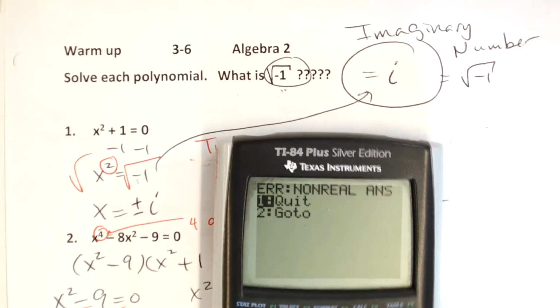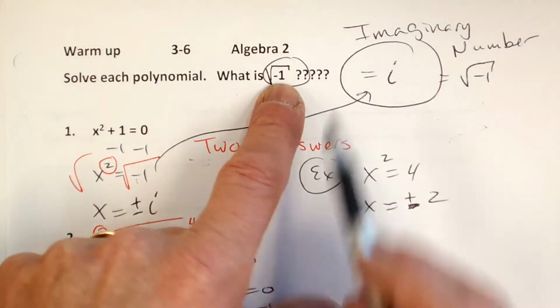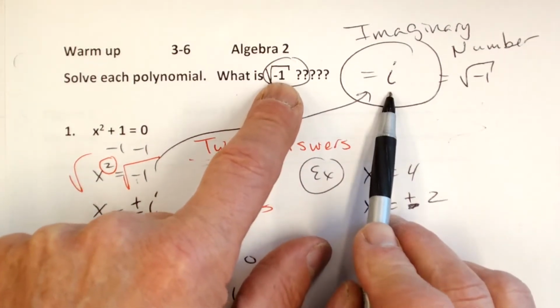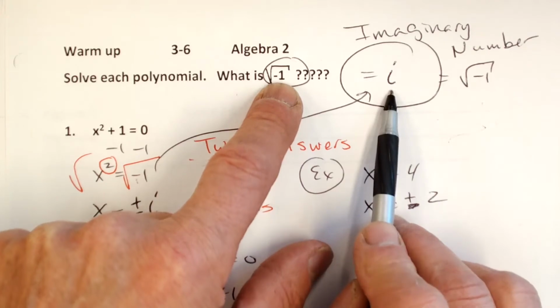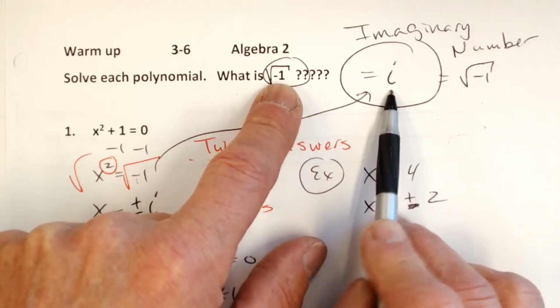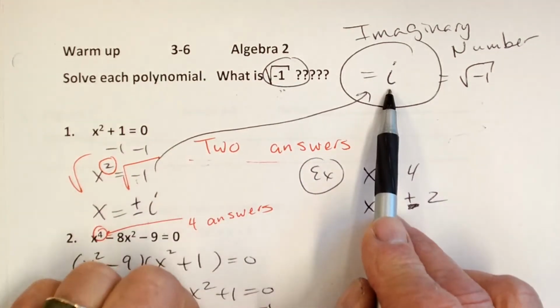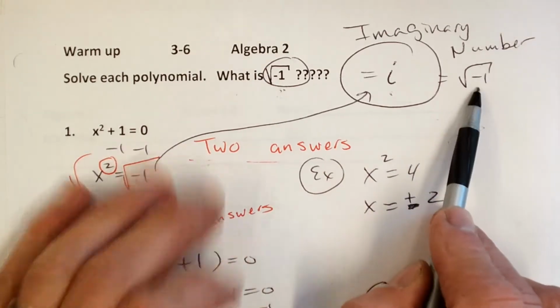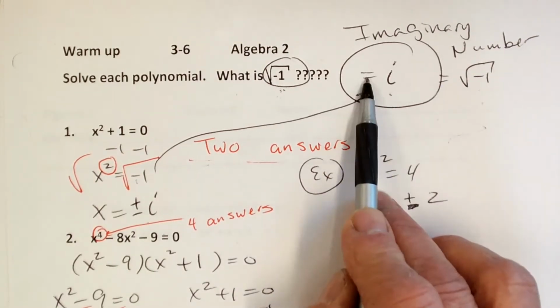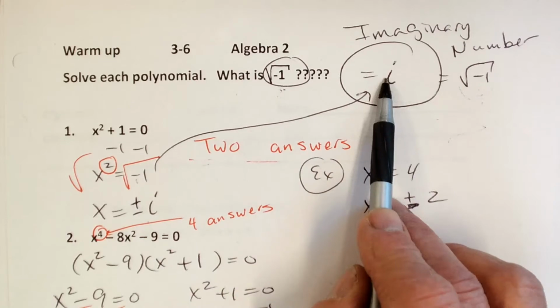Non-real. So then what we said is if you do take the square root of negative 1, we're going to call it i. i is a crazy little number, but it's a number. So i is an imaginary number. i represents the square root of negative 1. So whenever you take the square root of negative 1, you write i. I'll say it again. Whenever you take the square root of negative 1, you write i, okay?